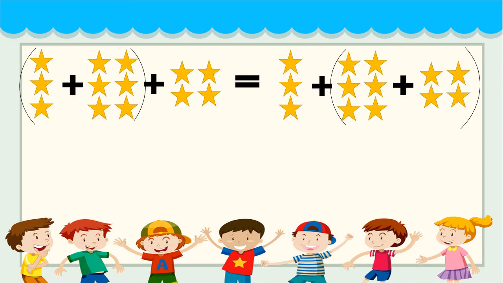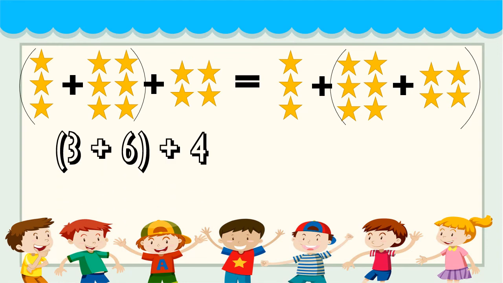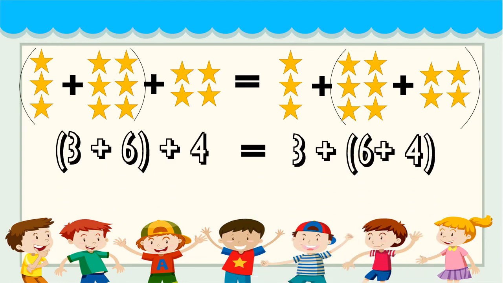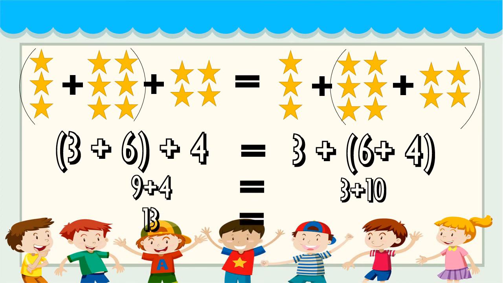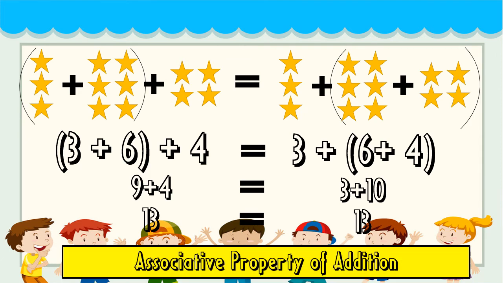Let us try this one. We will write first their equations. On the first equation, 3 and 6 are grouped together. On the second equation, 6 and 4 are grouped together. The sum of the first equation is 13. The sum of the second equation is also 13. What property is shown? It shows the associative property of addition.